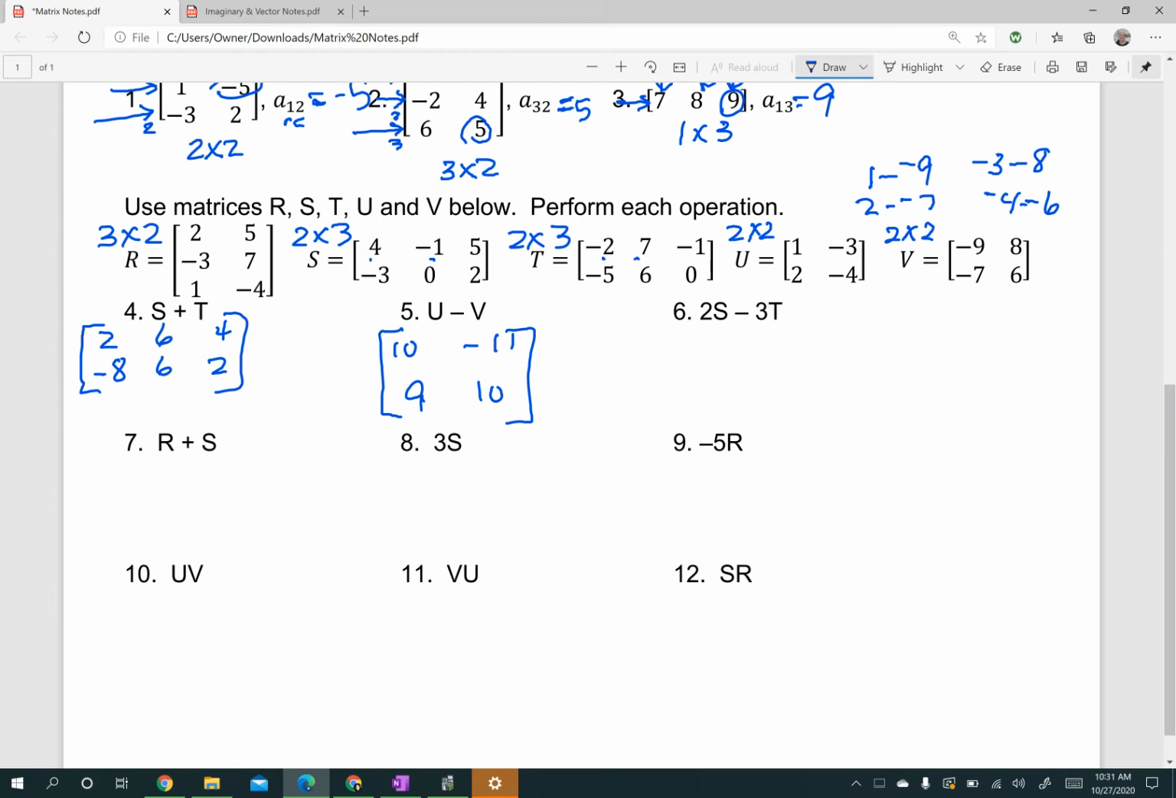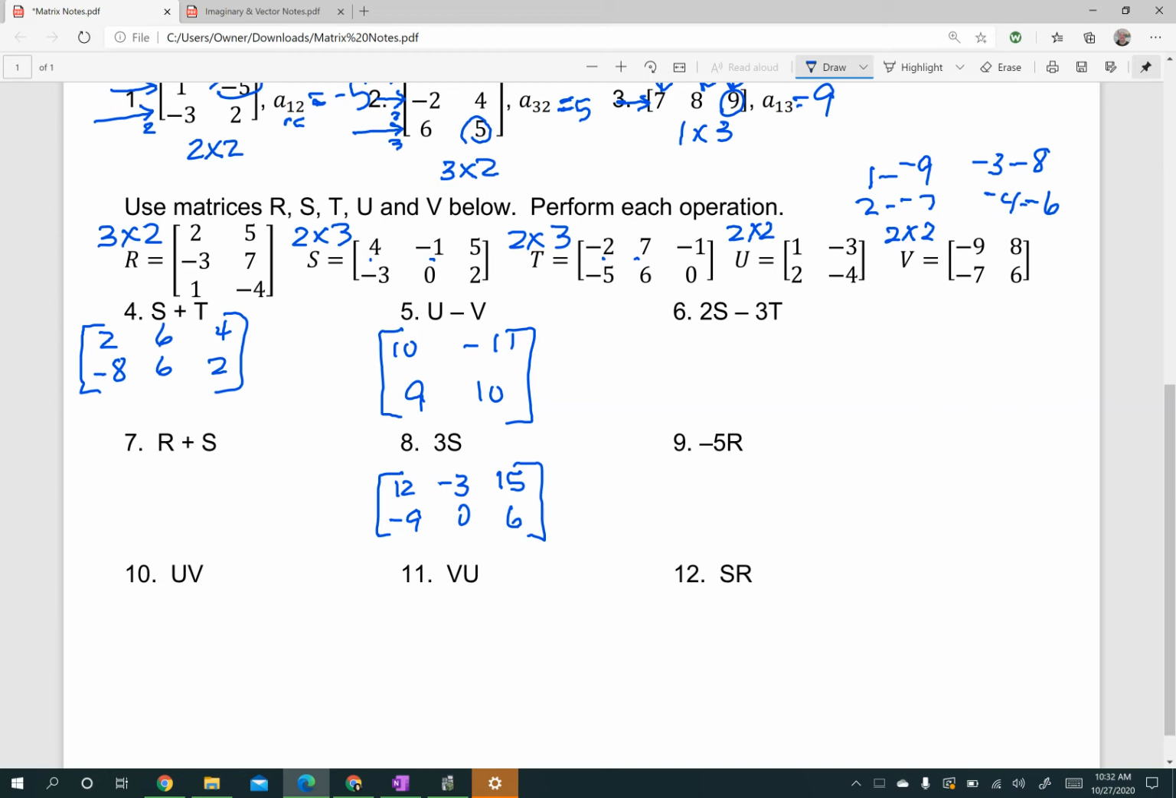Let's skip down here to 3s. So 3 times s is 3 times everything in here. So 3 times 4 is 12. 3 times -1 is -3. 3 times 5 is 15. 3 times -3 is -9. 3 times 0 is 0. And 3 times 2 is 6.